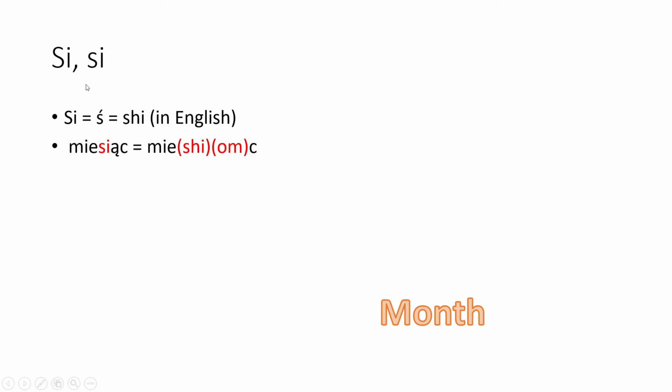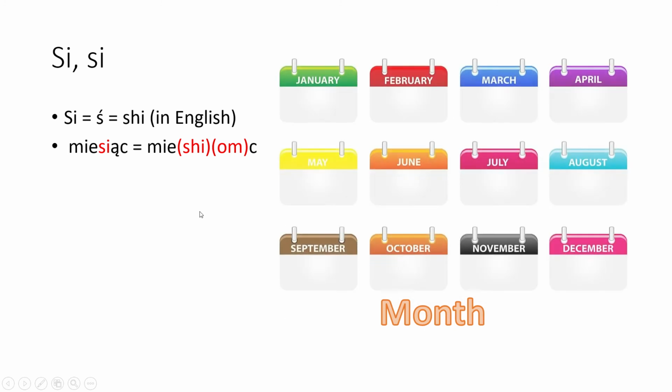S with an I, the same thing as the S with an accent. So, si with a shortened I. Example, miesiąc. So, miesiąc. Here I put the OM just to remind you that this is how you pronounce it, as if you have OM or ON or ONG, okay? So, miesiąc. Month.